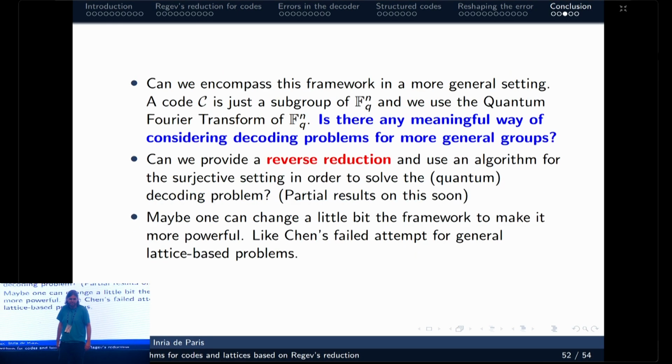Other questions: we're talking about codes and lattices, but we just need a Fourier transform, so it would work for more general groups, more general Fourier transforms. There are a lot of things that I think would be nice to do, and we have no idea what's going on here. Can we do something interesting? Can you provide a reverse reduction? We said, if we can decode, we can find short codewords, but can we go the other way around? We'll have some partial results soon about this, but it's also interesting to see that if the two problems are really equivalent, it tells us what we can achieve and what's important.